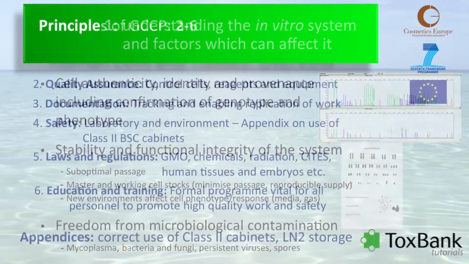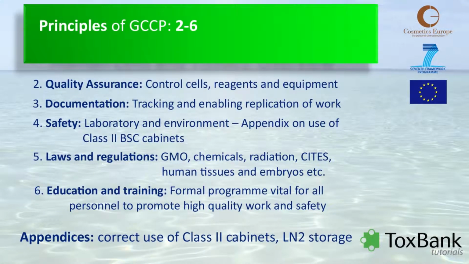Principles 2 to 6 cover a range of other issues. Firstly, quality assurance, controlling the cells, reagents and equipment that are in use to make sure they're consistent and the correct type. Documentation, to ensure that you can trace and replicate work that's carried out and that others can do the same. Fourth, it relates to safety in the laboratory and the environment in which you're working. And there is an appendix in the GCCP document on the use of Class 2 biological safety cabinets. And then fifthly, laws and regulations relating to handling of genetically manipulated organisms, chemicals, radioactive materials.